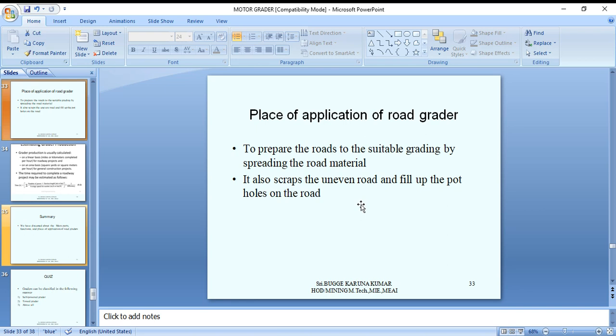The major application is only to throw the material from one place to another. So during that activity, these are also completed. This is a basic application of the road grader. A very handy machine as far as open cast mining is concerned.